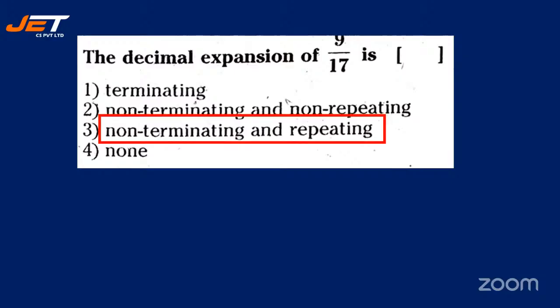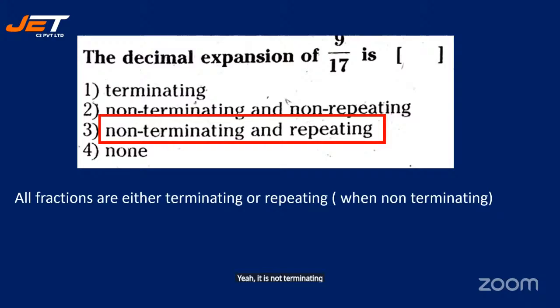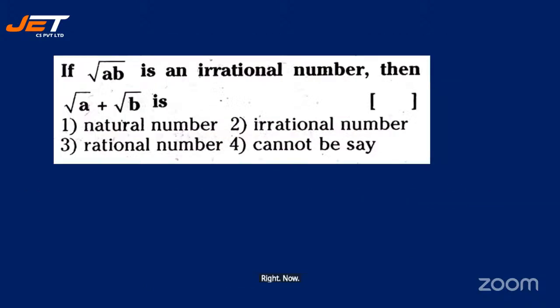Yeah, it is non-terminating and repeating. All fractions are either terminating or repeating when non-terminating. Right, now if root AB is an irrational number, then root A plus root B is dash.